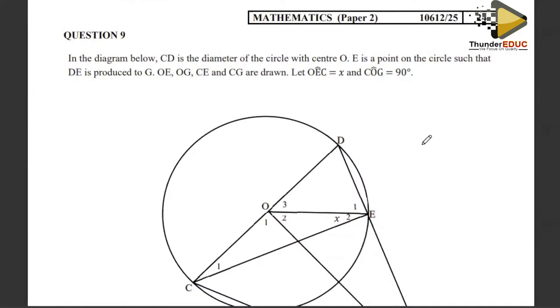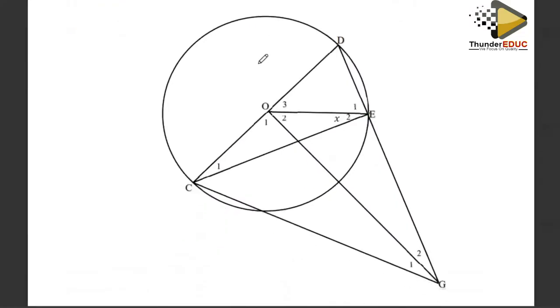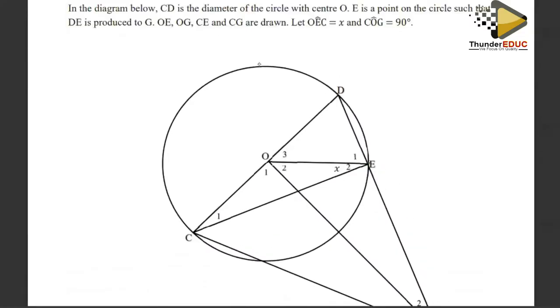Question number 9. In the diagram below, CD is a diameter with center O. E is a point on the circle such that DE is produced to G. We have other extensions, the OG, the CE, the CG. This is X, and they're telling us that this is a 90. Now pay attention. They told us it's a 90 COG, and they never indicated it, so I'm indicating it there for myself.